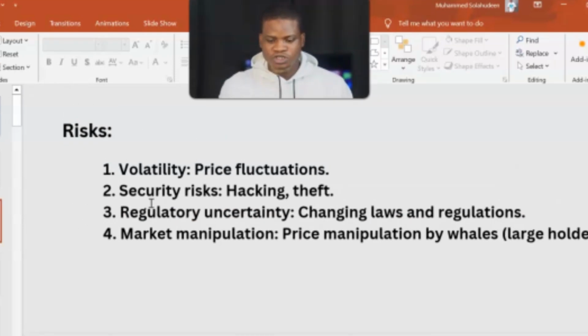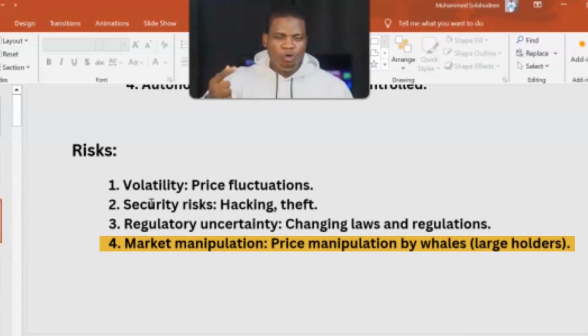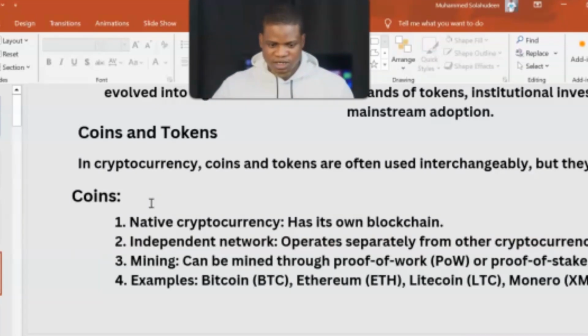Also, market manipulation, because the cryptocurrency market is still young. You can't compare the cryptocurrency market, which is just about a $4 trillion market cap, with the forex market that trades almost $7 trillion every single day, right? So whales, people who have a large quantity of money in the market, can actually manipulate the market, right?